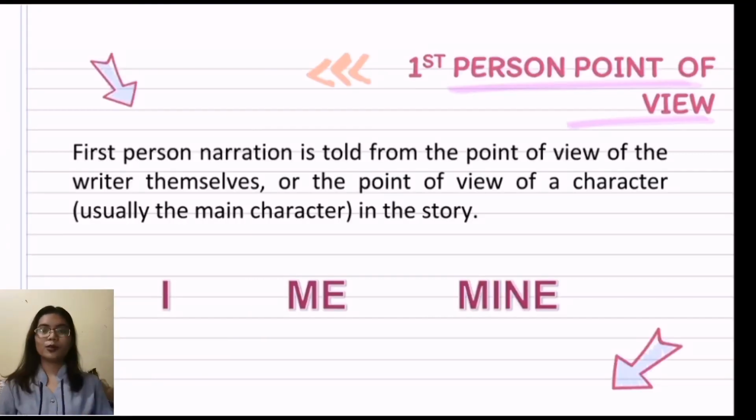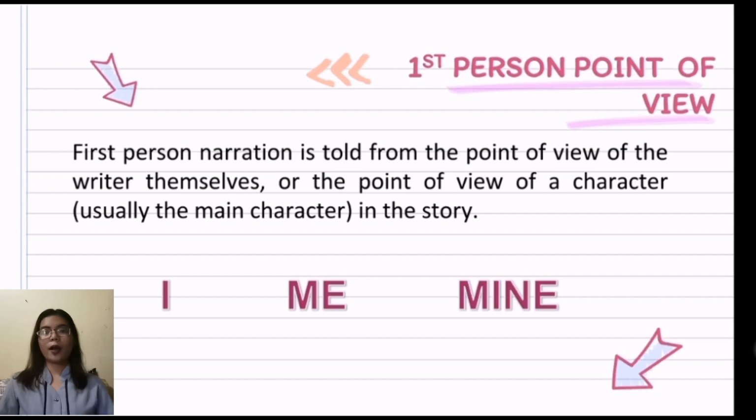Now that we know those three types of point of view, let's move on to the first person point of view. First person narration is told from the point of view of the writer themselves, or the point of view of a character, usually the main character in the story. So the one who is speaking in the story, in the sentence, in the poem, is the one who is writing it, or he himself is the one who is talking. So we have pronoun clues that you can search for or find in a story or a sentence to know if it is first person point of view.